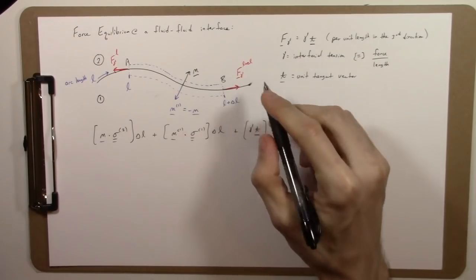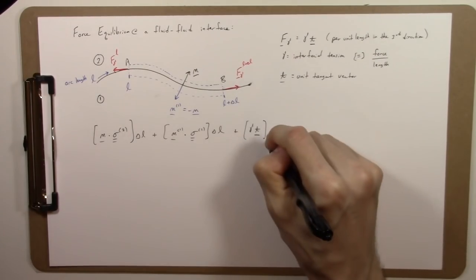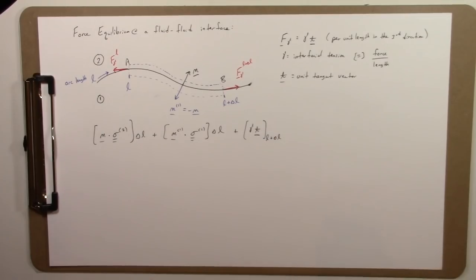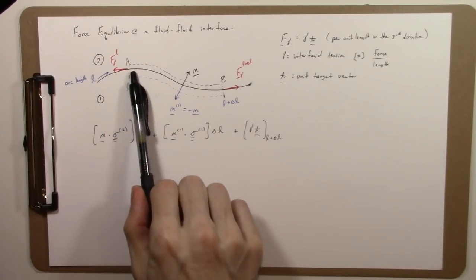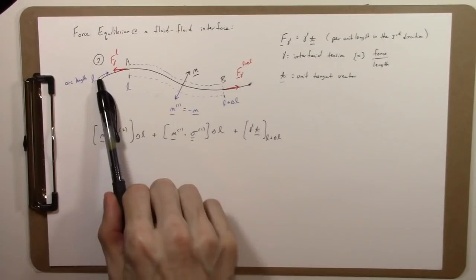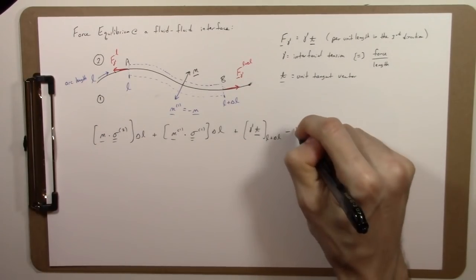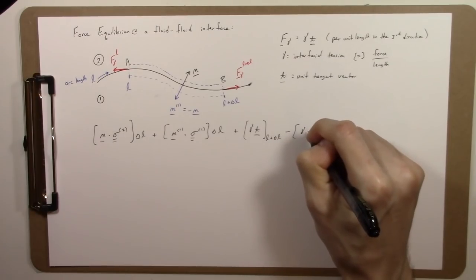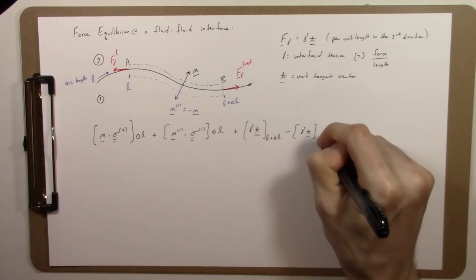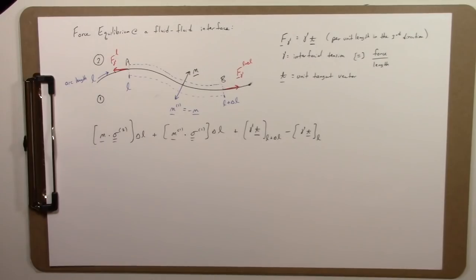This is at position B. It's moving towards the right, L plus delta L. Then we have the interfacial tension force on the left, and it's moving towards the left, the direction opposite of increasing L, so that's taken to be negative. So we have minus gamma t at position L.